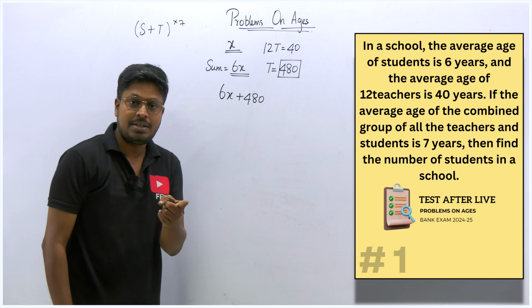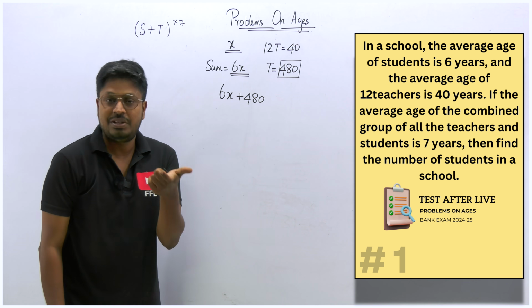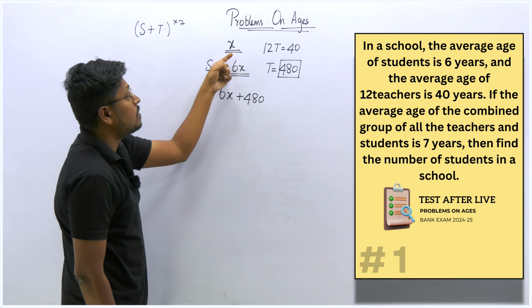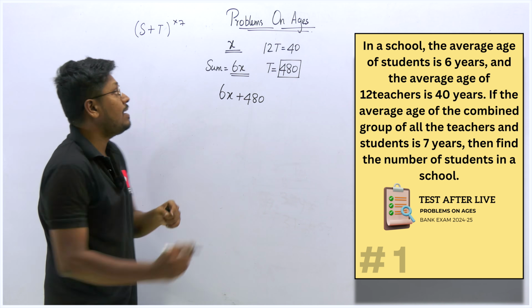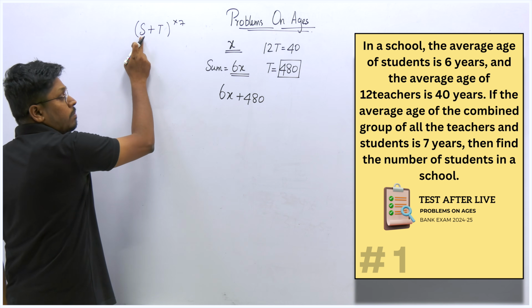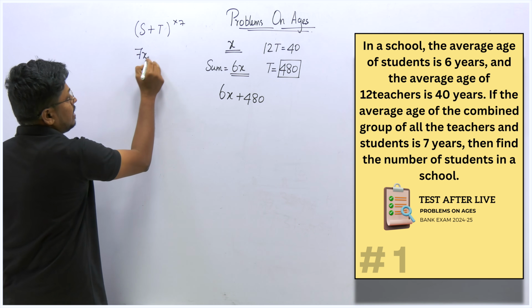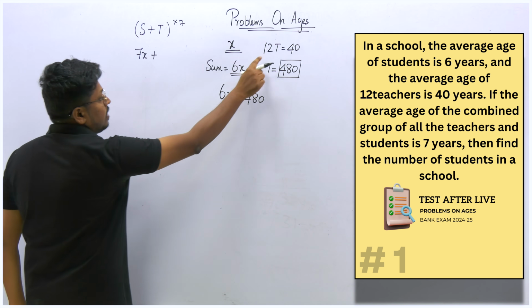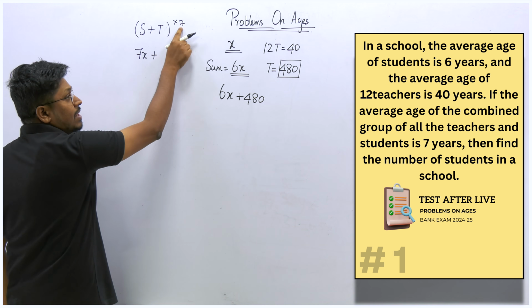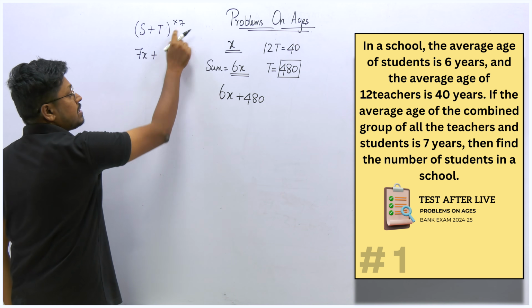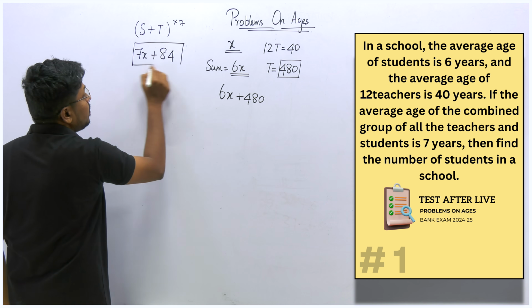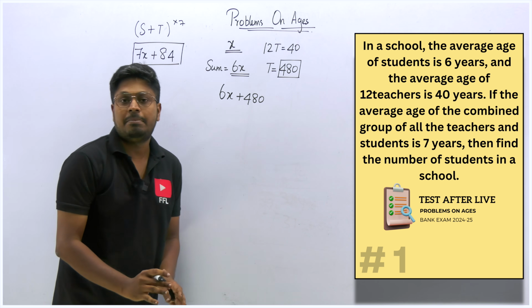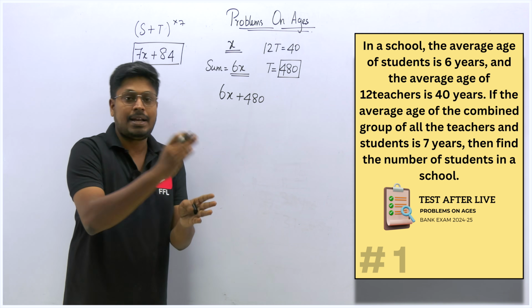Do we know how many students there are? No, we don't know how many students. So we have already kept the total number of students as x. So now the combined average is how many years? 7 years. So we don't know how many students, so 7x plus how many teachers are there? 12 teachers. And what is the combined average? 7. So 12 into 7 is how much? 84. So when you add these two, what will you get? We will get the total of the ages of students and teachers.